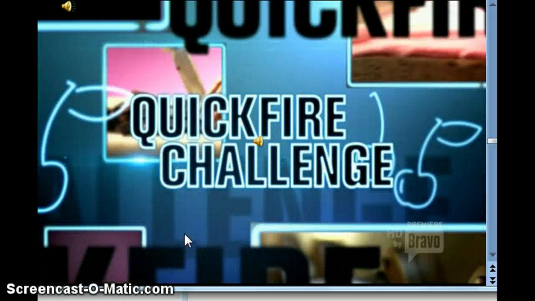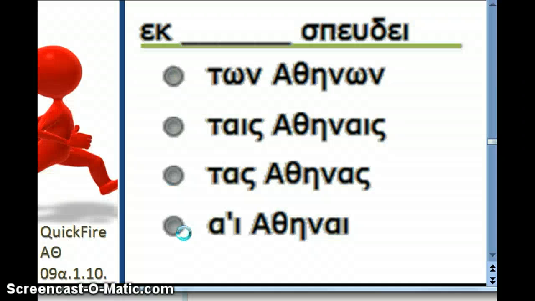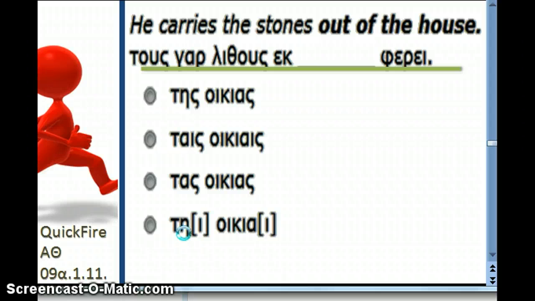It can also mean, with the genitive, an agent phrase when it's passive, just like ab plus the ablative. So we have ek takes the genitive. Which one's genitive? You know that. Ek takes the genitive.